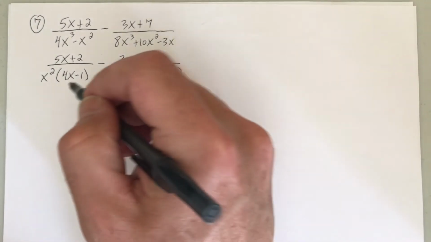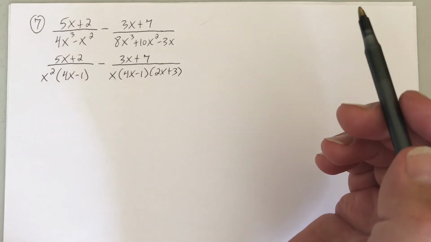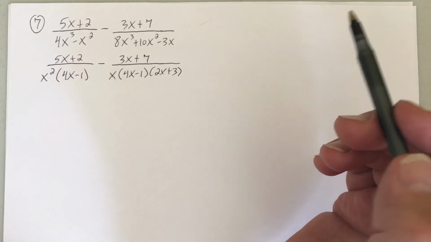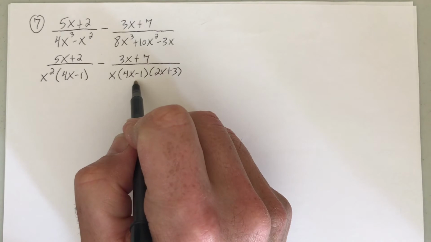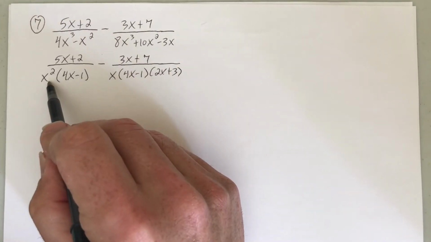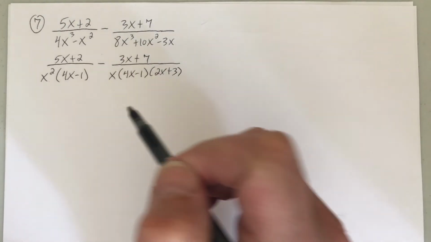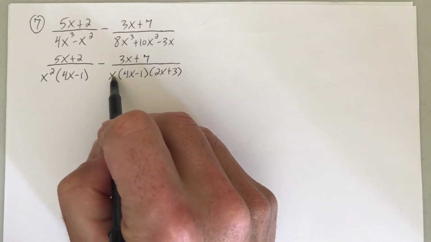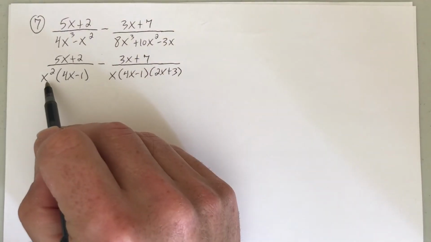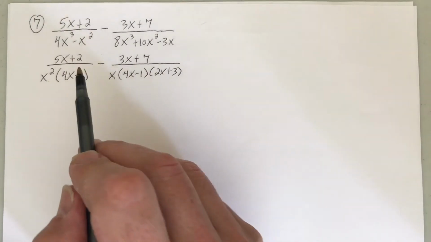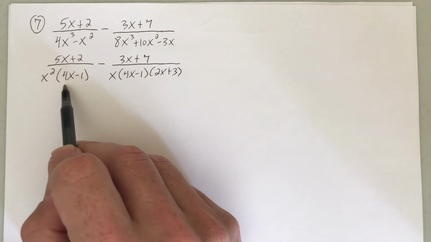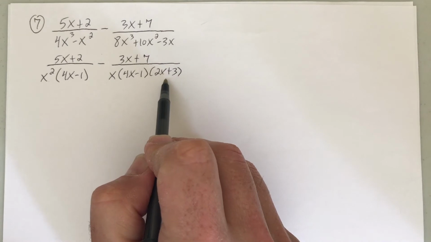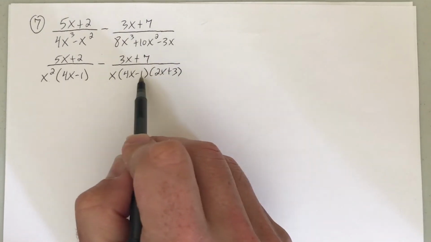So now here, let's look to see how this helps us and if we can get that common denominator. So both of these have a 4x minus 1. This has an x squared, and this has just an x. So if I multiply this times an x, I can get an x squared. That's good. If I multiply this times a 2x plus 3, then I'll have the entire thing.